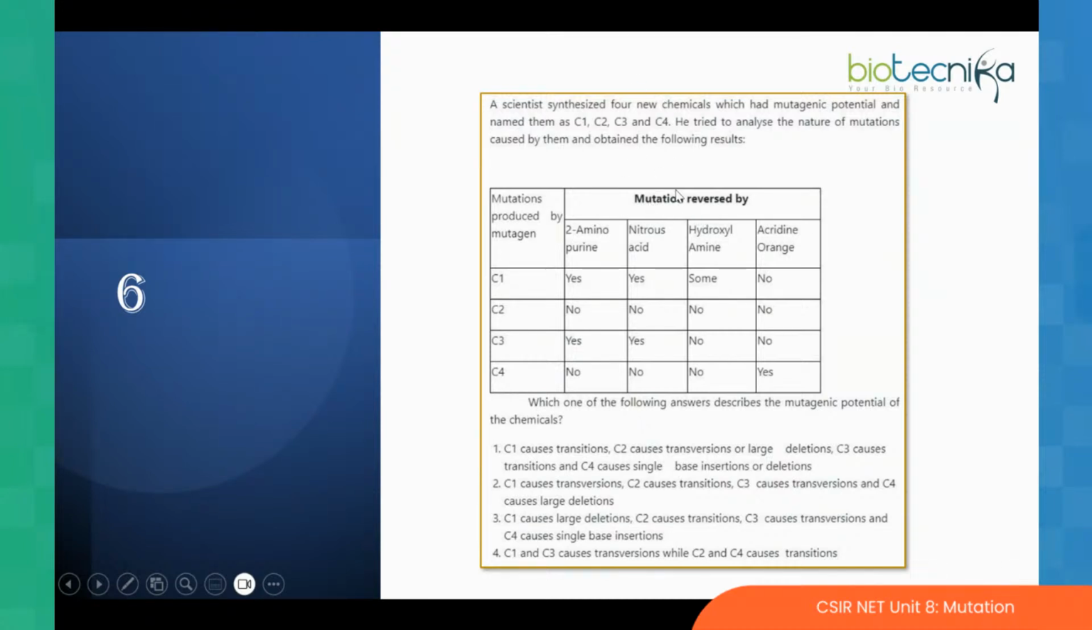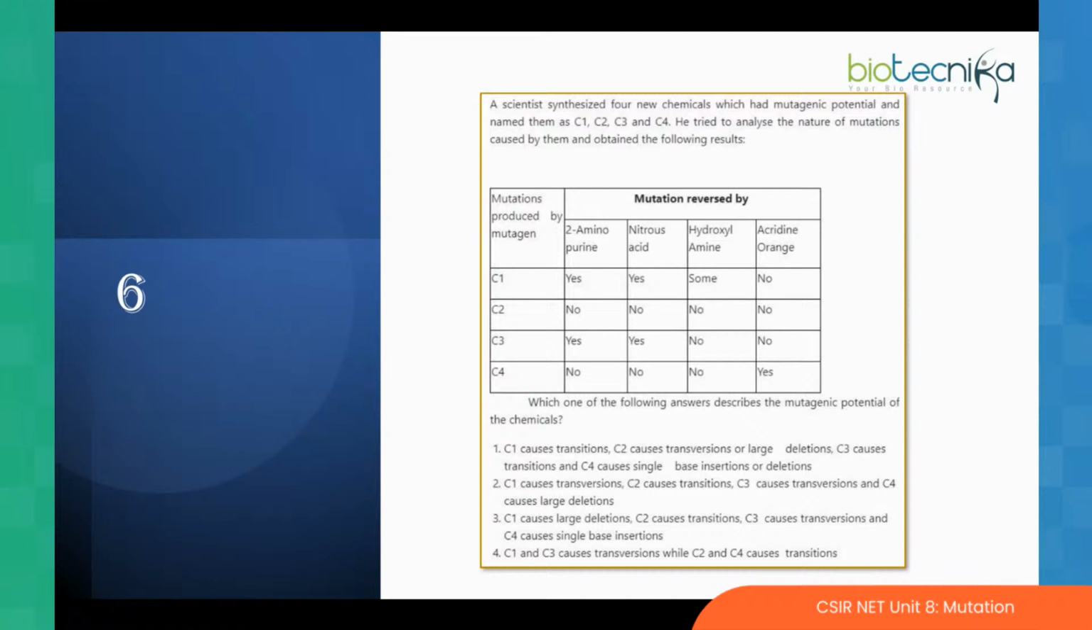In a mutation reversal study, any mutation that is produced by an unknown chemical, we try to reverse it with a known chemical. If reversal has happened, we know the chemical with which we are doing the reversion, so we also know what kind of mutation that particular mutagen can cause. So whatever mutation is reversing it helps us in identifying the mutation which has caused it in the first place.